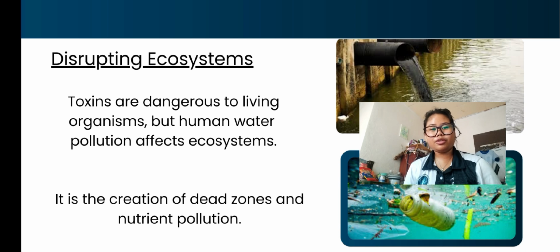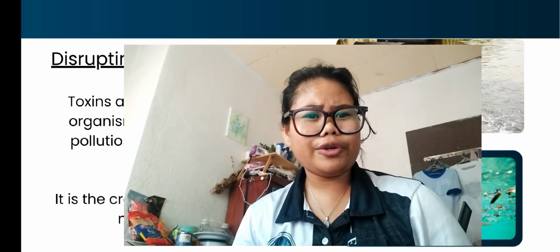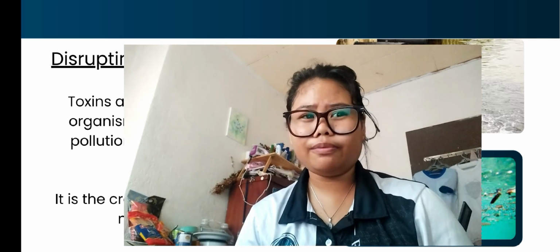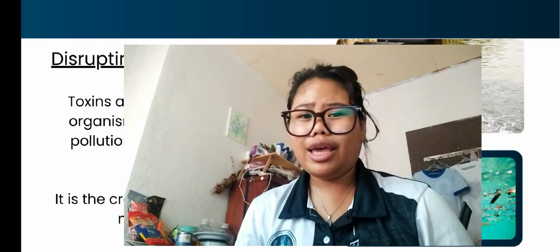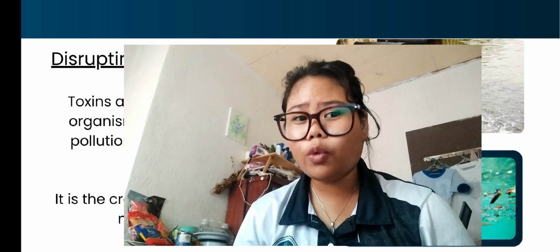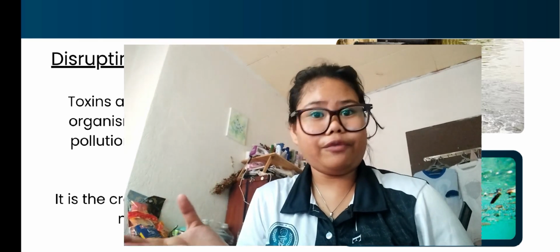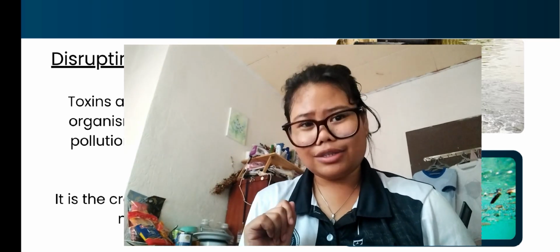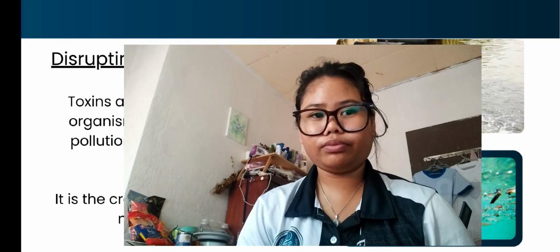Disrupting ecosystems. Toxins are dangerous to living organisms, but human water pollution affects the ecosystem. So, water pollution doesn't just harm people. It also hurts animals and plants that live in the water. When we throw waste or chemicals into rivers, lakes, or oceans, it changes how the ecosystem works. Some pollutants are obviously harmful, like poison or toxic waste. But there are other, less obvious effects too.